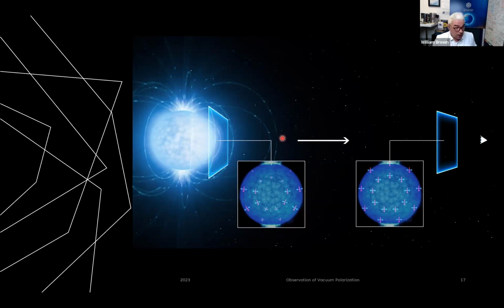Cause vacuum birefringence of light. And this was observed, this birefringence of light from a magnetar as it passed through the vacuum of space due to the ordering dynamic that the strong magnetic field of the neutron star had on the vacuum structure. So this is another example of where the substantive nature of the vacuum has been directly observed.